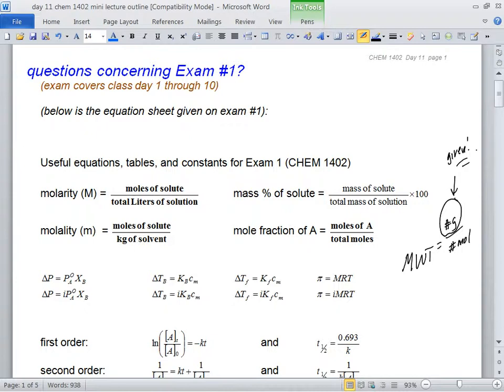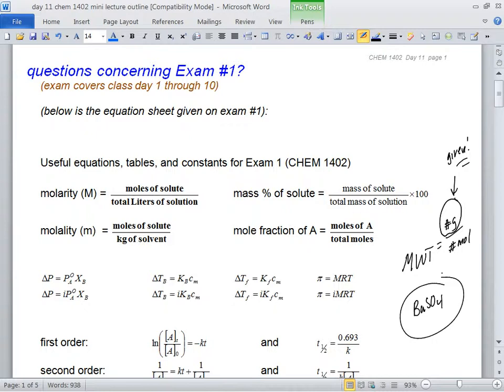Do you remember what the little i's are doing in there? What are the little i's doing in there? The number of ions. So if your solute is barium sulfate, right? You add barium sulfate to water, the boiling point's going to go up. The freezing point's going to go down, right?